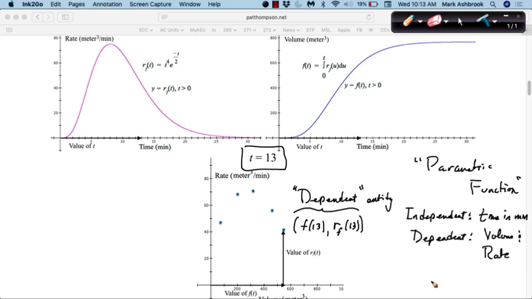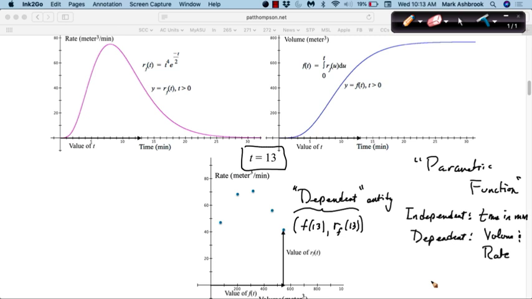So we don't graph anymore. We're not graphing. We don't have an axis for time anymore. Our axes are showing the two values of the dependent variables and ordered pairs for every given value of the independent variable, which in this case is time.